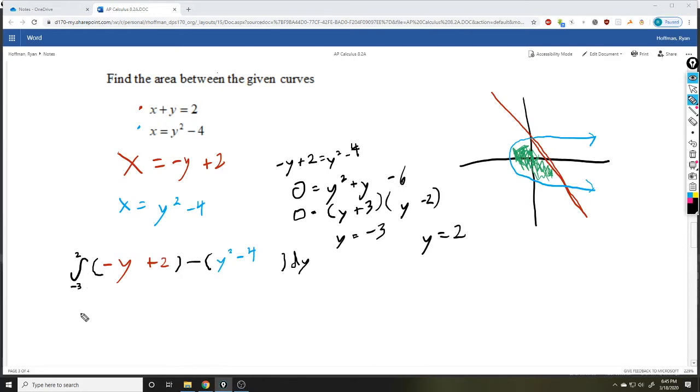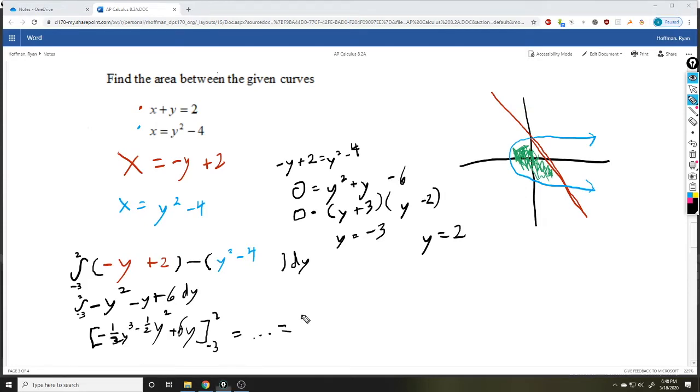Okay. So now we're going to do simplifying, take the antiderivative, and so on. Integral. Okay, this should give us 125/6. Again, I think we did most of this in class, but just want to make sure we have everything. Okay, so that's an example where we're putting everything in terms of y. And if we're putting everything in terms of y, then it's going to be the right curve minus the left curve. Most of the time, it's top curve minus bottom curve.